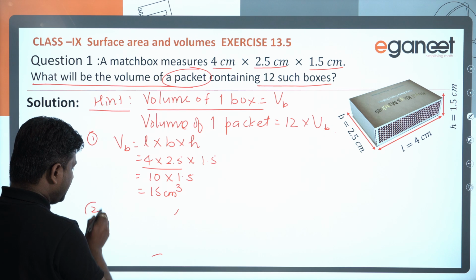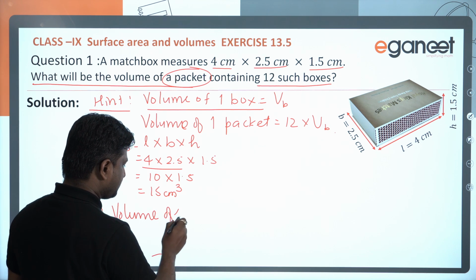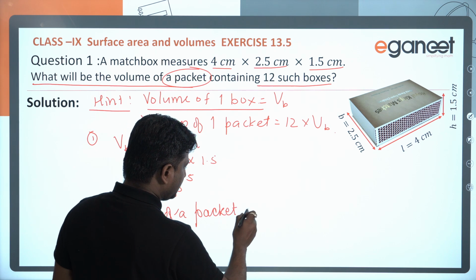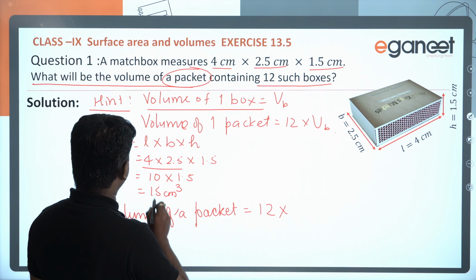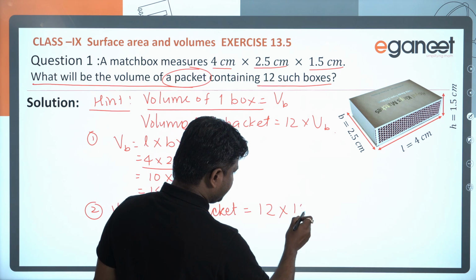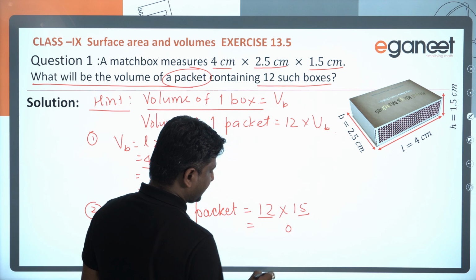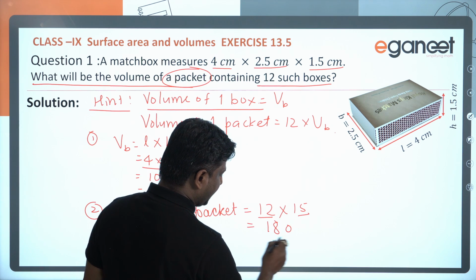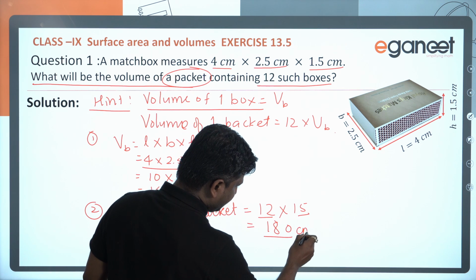Now in the second step, we'll find out the volume of the packet which contains 12 boxes, right? So 12 into the volume of one matchbox, which is 15, right? So 12 5s are 60. Let's write 0, carry 6, 12 ones are 12, 12 plus 6 is 18, so the answer is 180. Now that's the volume, so again it will be in centimeter cube.